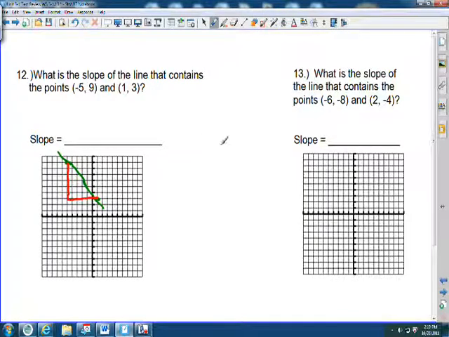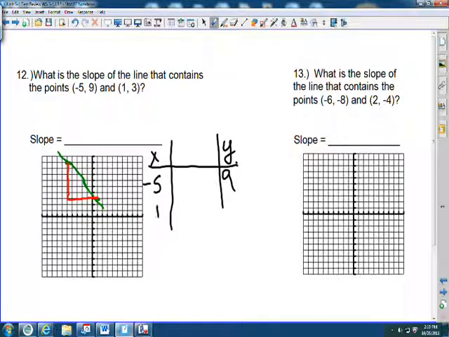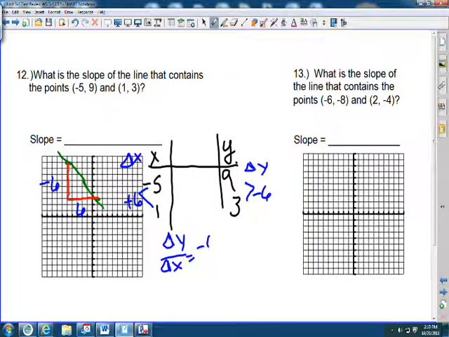Now for me, I think it's easier to go to a table, put in x and y, and do -5, 9 and 1, 3. I can do delta y. That is -6. Well, that's what this is right here. I'm going down 6. Delta x, I'm going plus 6. I'm going over 1, 2, 3, 4, 5, 6. This is plus 6. So now delta y over delta x, -6 over 6 is -1. So my slope is -1.